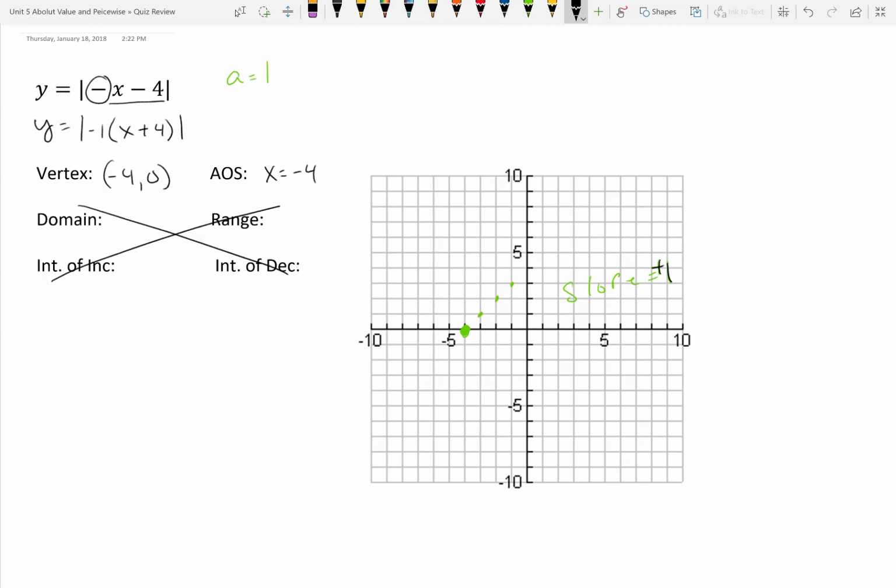On the left-hand side, on the left of my axis of symmetry, which here's my axis of symmetry, I didn't sketch it, but there it is. On the left-hand side, my slope equals the opposite of a, -1 in this case. So if I want to plot a few more points for that, we're just going up 1, back 1 between each point. And then I can go ahead and connect the dots.